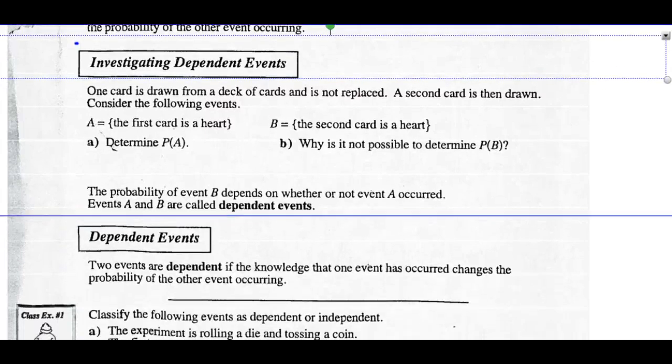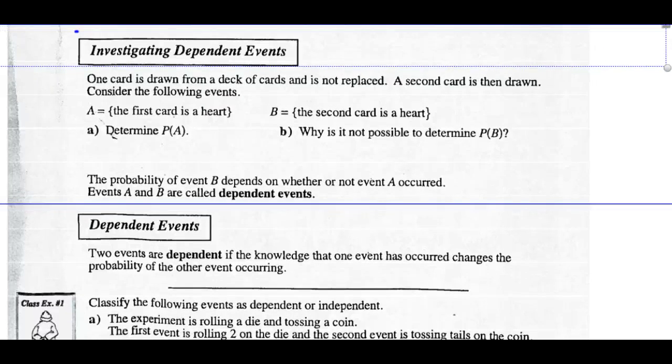Dependent events. Let's say one card is drawn from a deck of cards and is not replaced. A second card is then drawn. Consider the following events. The first card is a heart. The second card is a heart. Determine the probability of A, the first card being drawn as a heart. Well, there are 13 hearts out of 52, or 1/4.